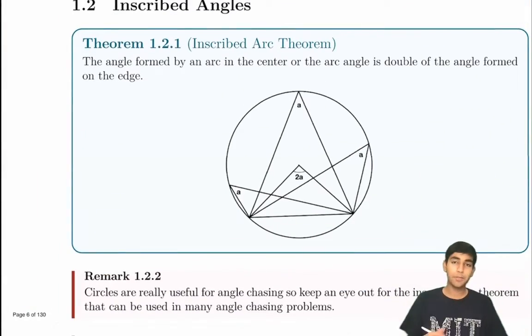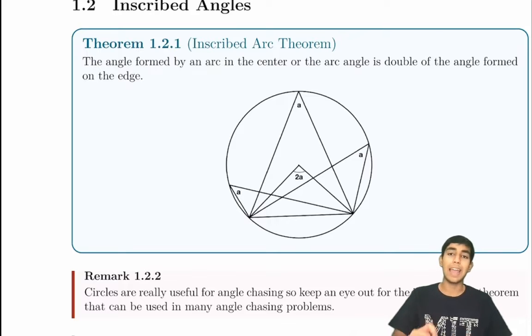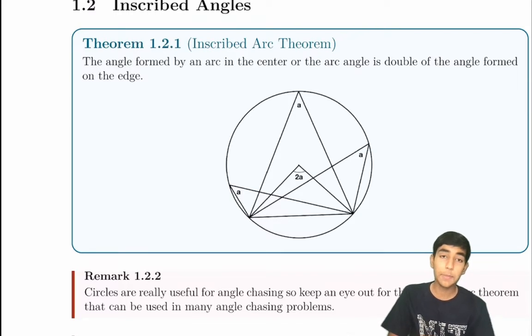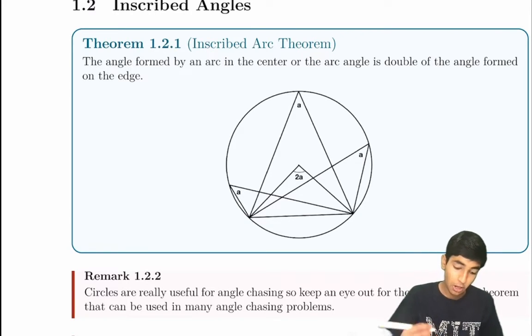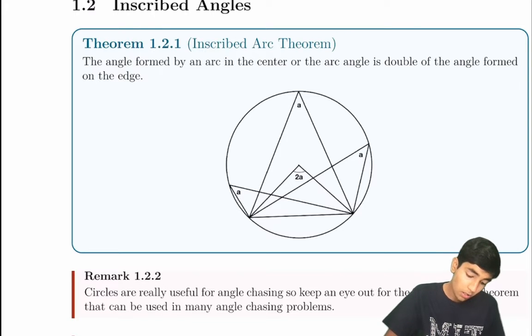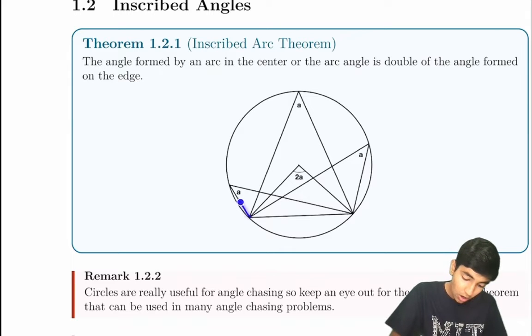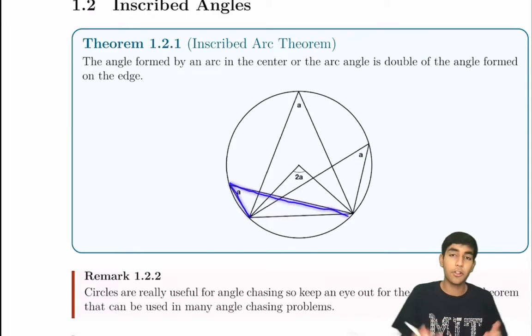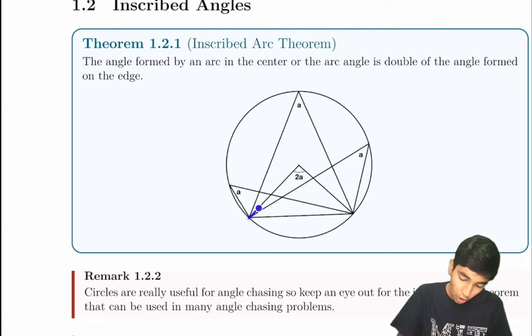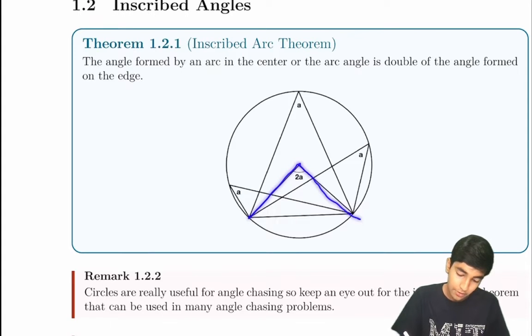Now we're going to learn this property called inscribed angles and the inscribed arc theorem. You might already be familiar with this, but all it says is that this angle here, A, will be half of the angle of the arc. And what is the angle of the arc? The angle of the arc, and of course this is in a circle, is the angle formed by the center of the circle right here.